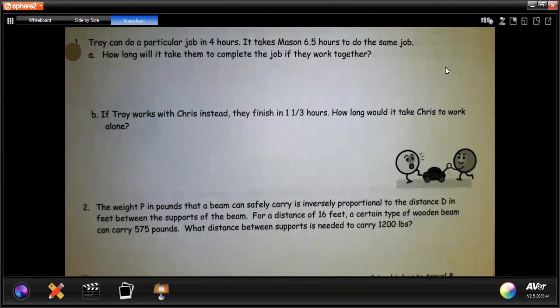We have been solving rationals for the past couple days, so now we're going to talk about solving rational applications. So we're looking at some word problems. We're going to start here with this one. It says Troy can do a particular job in 4 hours. It takes Mason 6.5 hours to do the same job. How long will it take them to complete the job if they work together?